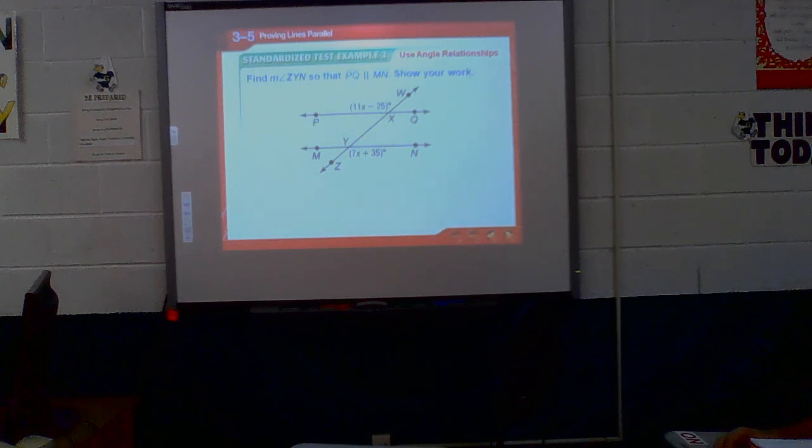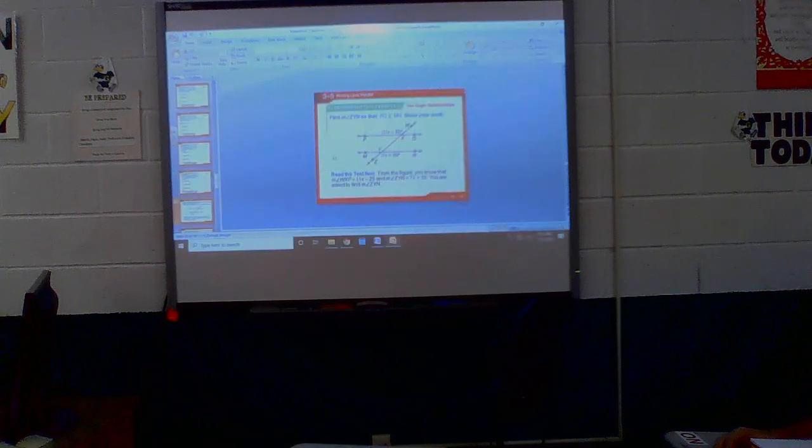Okay, so what does it mean for alternate exterior angles? What are those two quantities to each other? They're congruent, so I'd set them equal to each other, right? You need to see the math. Anybody? Okay, and then make sure, once again, that you answer the question.